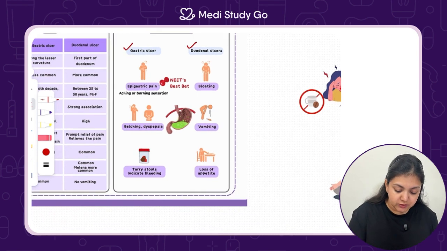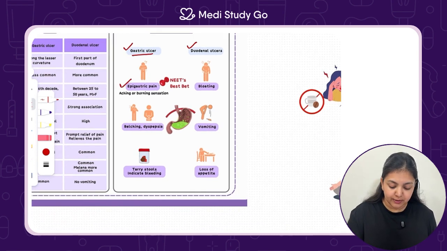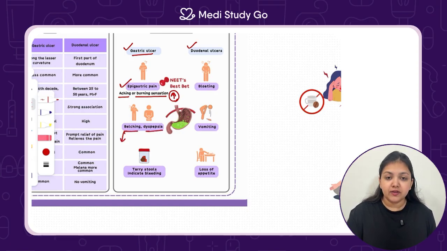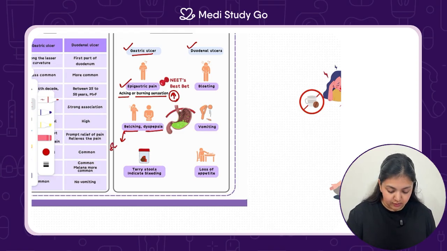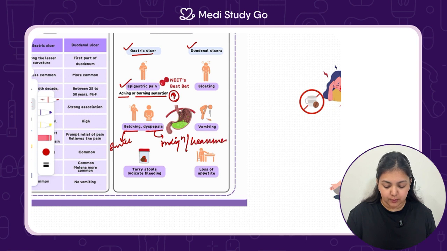So what are the clinical features of gastric ulcer? It leads to epigastric pain, that is pain in the abdomen. So there can be aching and burning sensation because of high acidic content. The patient complains of belching and dyspepsia. Belching is a feeling of acidity or an acidic odor from your mouth. When you are breathing, you feel like you are breathing acid. So there is smell from your mouth. And dyspepsia means there is indigestion or a feeling of heaviness in your abdomen.